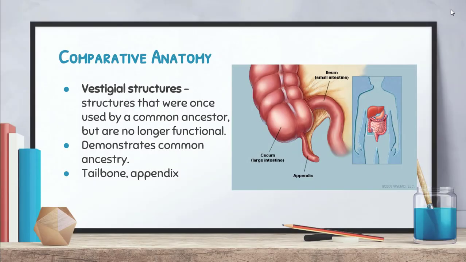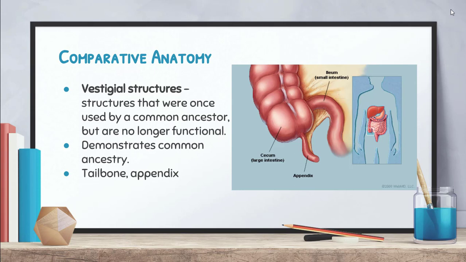We also can look at vestigial structures. Vestigial structures are structures that were once used by a common ancestor but are no longer functional. That helps us understand common ancestry as well. So for example, in us, the tailbone. Lots and lots of mammals have other functional tailbones or tails. Humans do not. They still have the tailbone there, though, that again was once shared by a common ancestor.